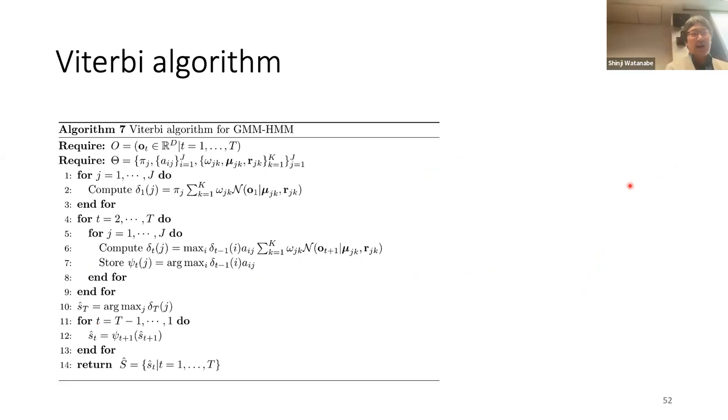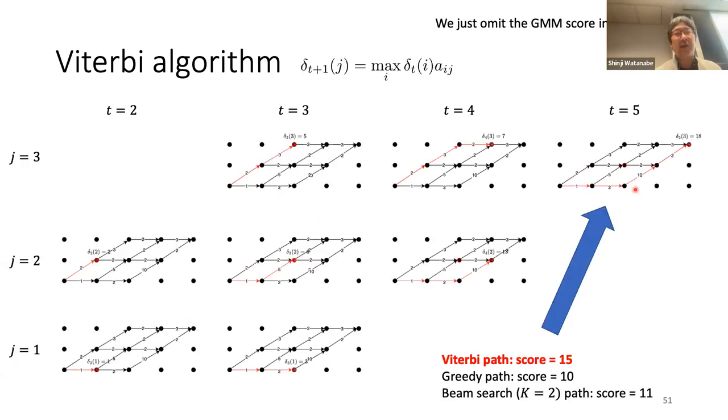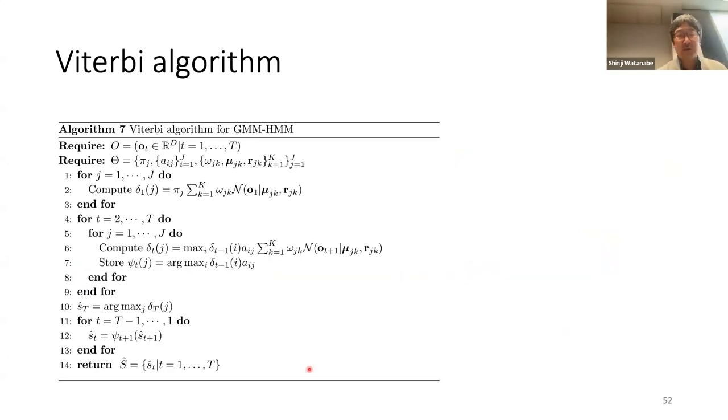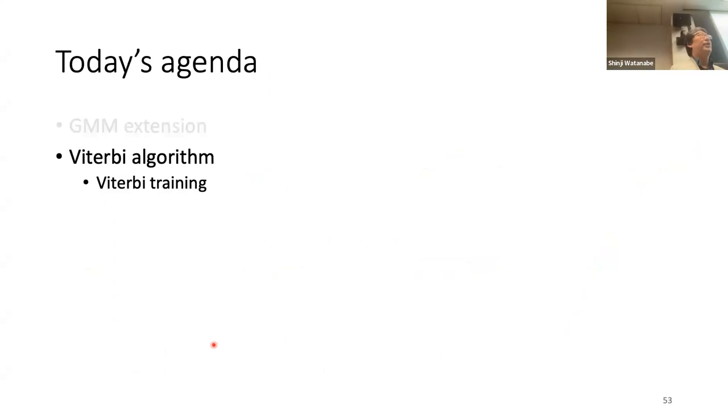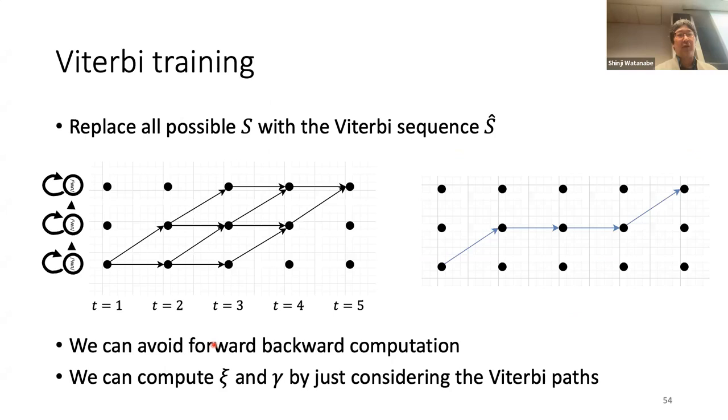And this is the Viterbi algorithm. I just summarized our recursive part, how to compute, and then finally to get the path, we need to save the pointer. So I also included this pointer part in the Viterbi algorithm. Okay, this is about the Viterbi algorithm, and then I will quickly go through the Viterbi training.